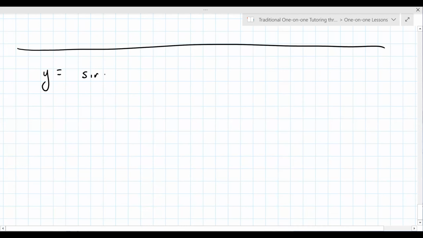Okay, so let's look at something that you know really well. y equals sine x, and we're going from 0 to 2 pi. What is the derivative of sine? I'm not sure. You've not done this yet, I see. Okay. The derivative of sine is cosine. Where does cosine x equal 0?